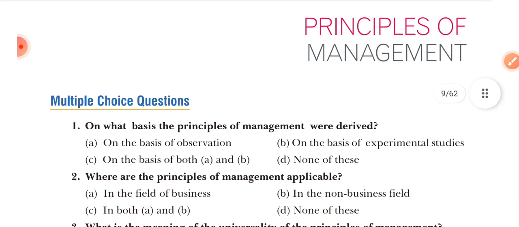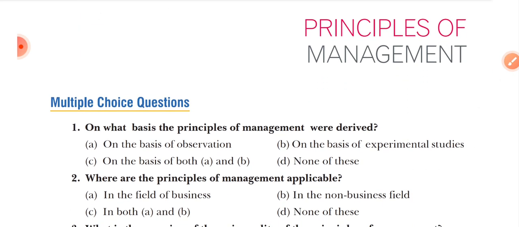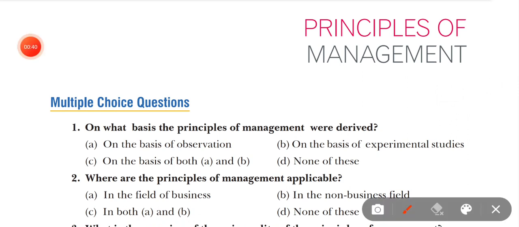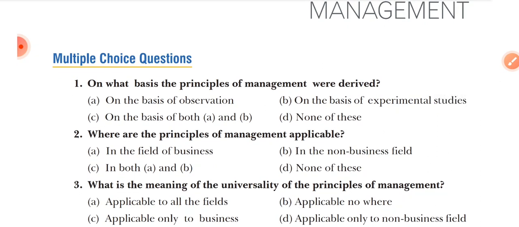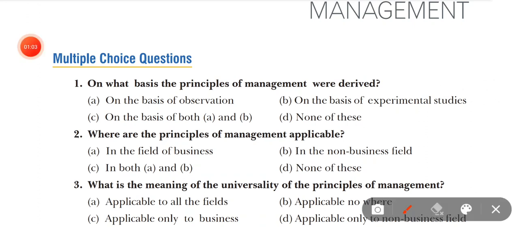Now question number 2. Where are the principles of management applicable? And the correct option is option C, both option A and option B. Now question number 3. What is the meaning of the universality of the principles of management? And the correct option is option A, applicable to all the fields.